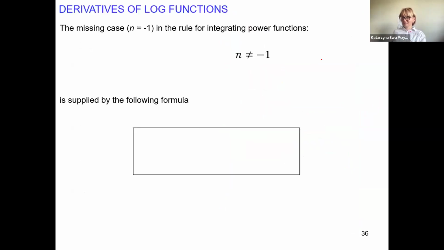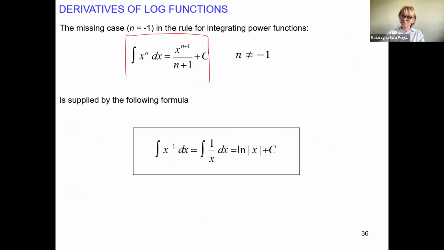Okay. Now we have this formula, of course, the power rule. We remember. This is just the reminder, just the power rule. But when n is -1, then we have 1 over x. And the answer is natural log.